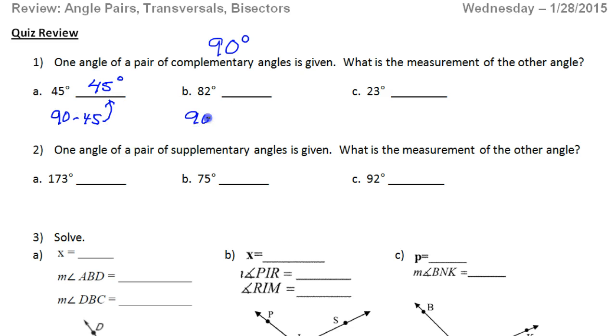Okay, here I'm going to do 90 minus 82, so that's going to be 8 degrees. And here I'm going to do 90 minus 23 degrees. That's going to be 67.